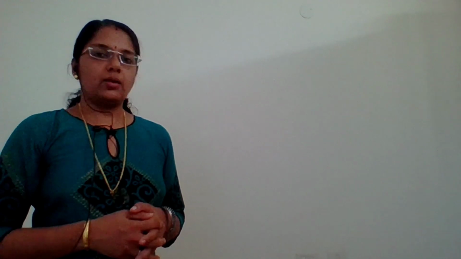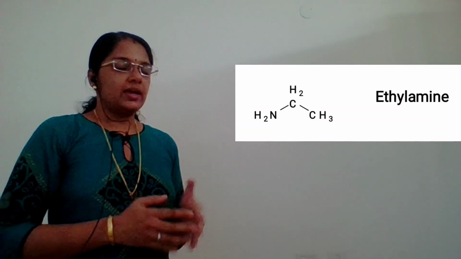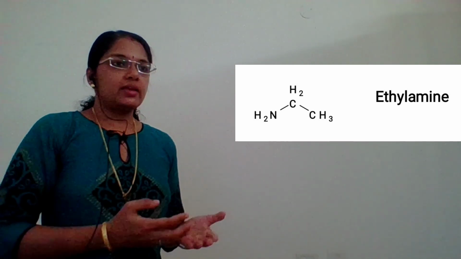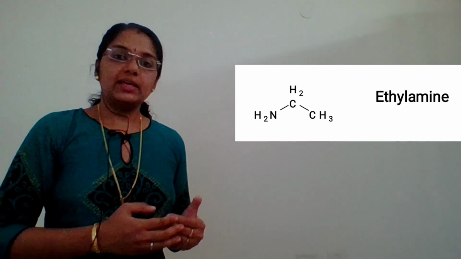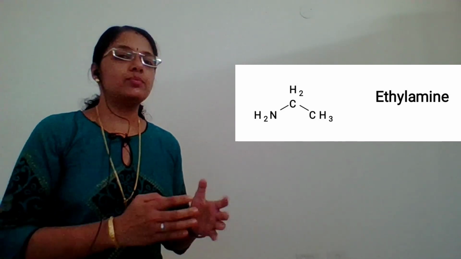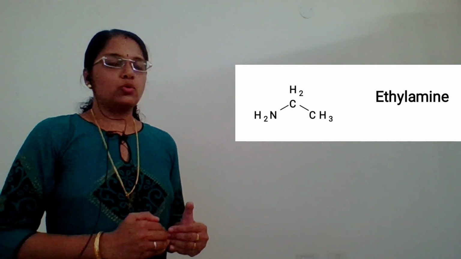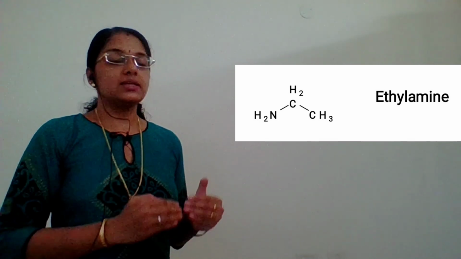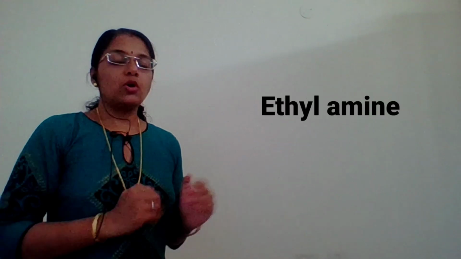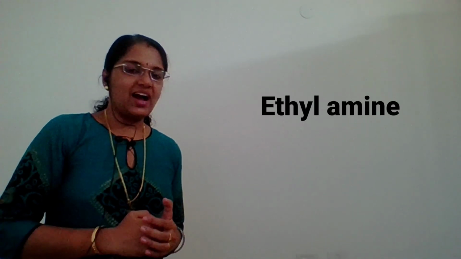Next, we consider the two carbon atom containing amine. Two carbon atoms means the word root will be eth. Again, considering the alkane corresponding to it, it will be ethane. If a hydrogen atom leaves from ethane, it will be ethyl. So when an amine is attached to this ethyl group, it is named as ethyl amine. So the common name for CH3CH2NH2 is ethyl amine.